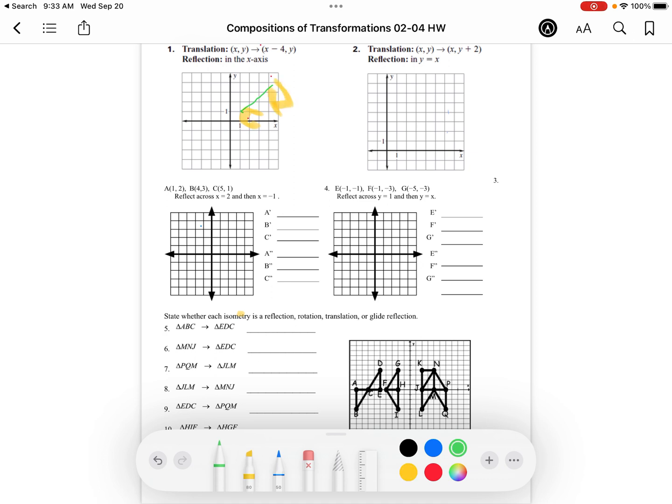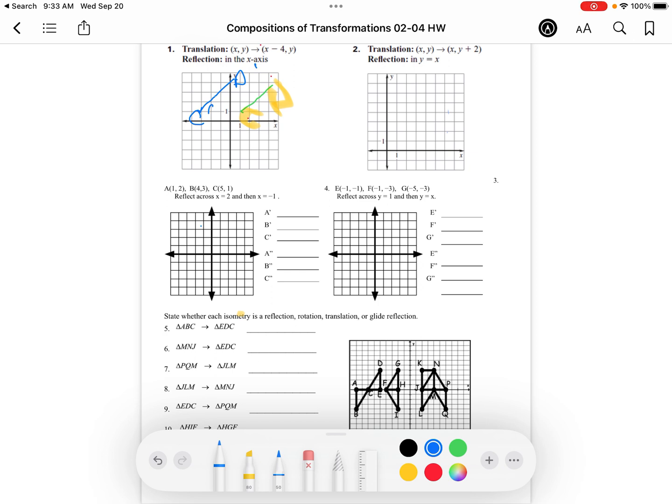Our new line is going to be reflected over the x-axis. So we're going to take a look at translation first, then the reflection next. So our translation is 4 to the left, x minus 4, and again C prime, D prime.